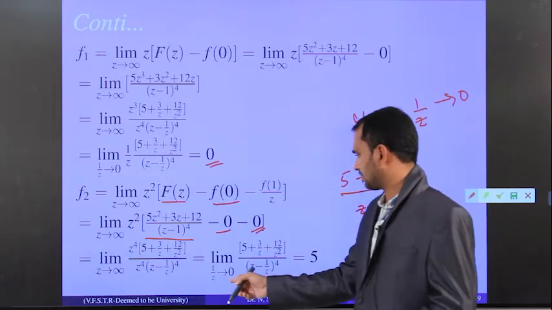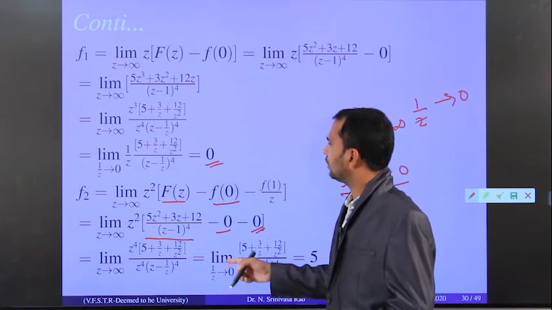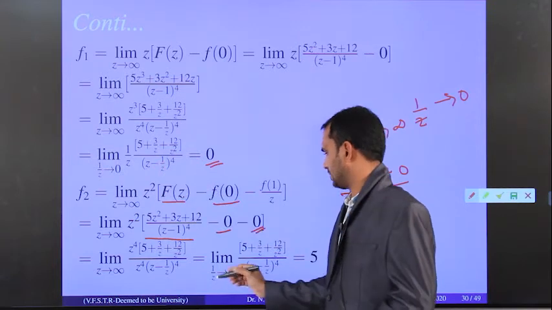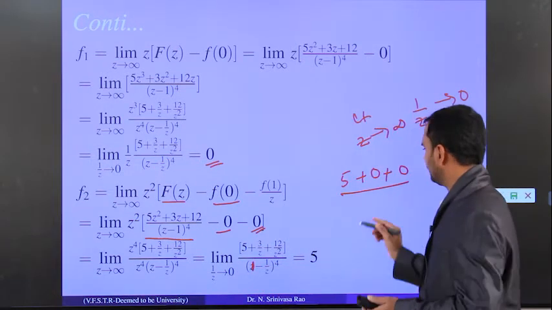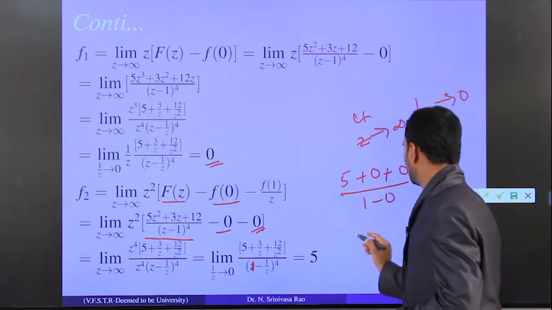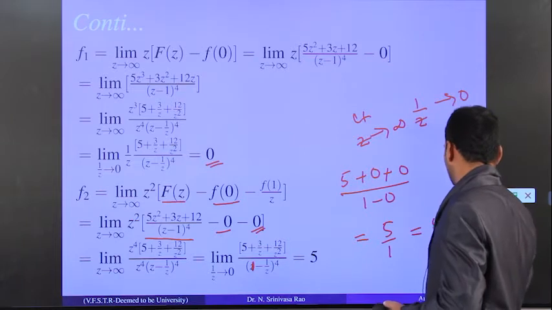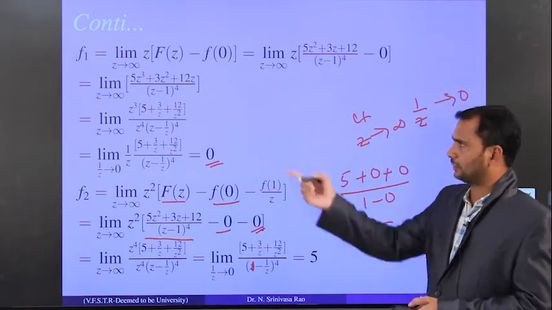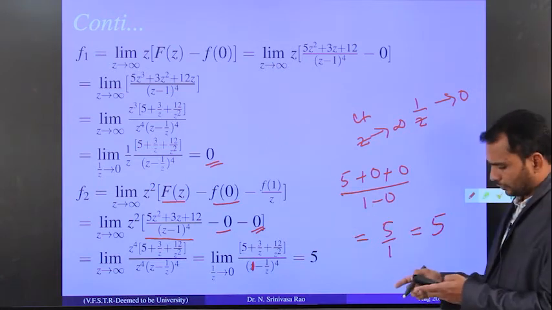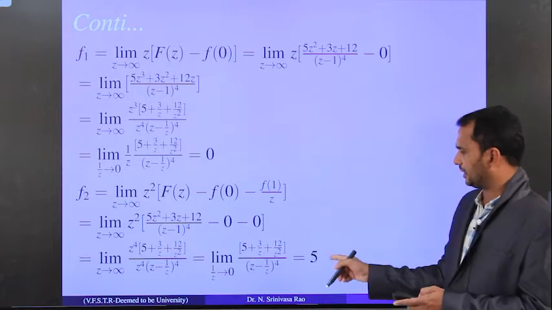Here, something went wrong. What you will get is 1 minus 0, so 5 divided by 1, which equals 5. This way you have to calculate f0, f1, and f2. Now in the next slide, this is the answer for f2.